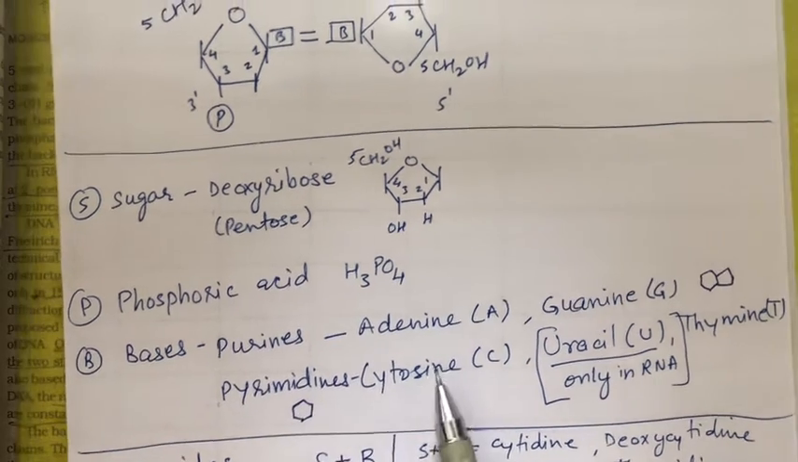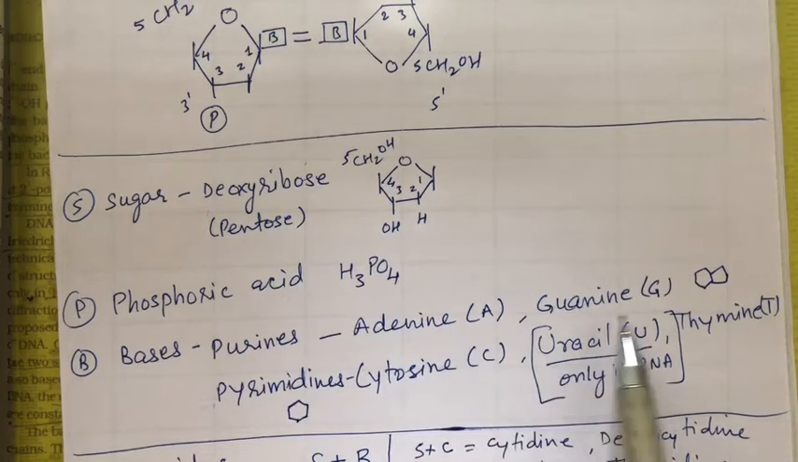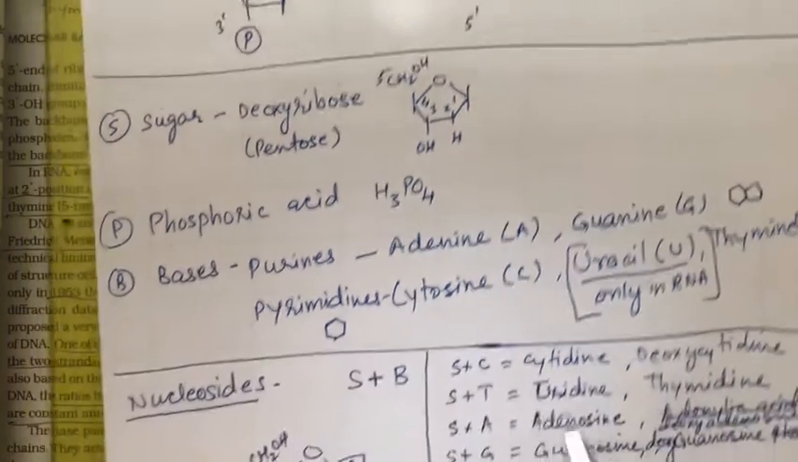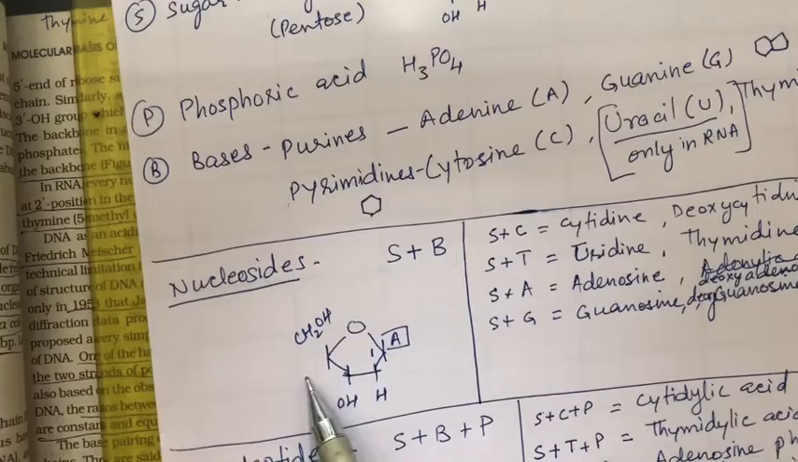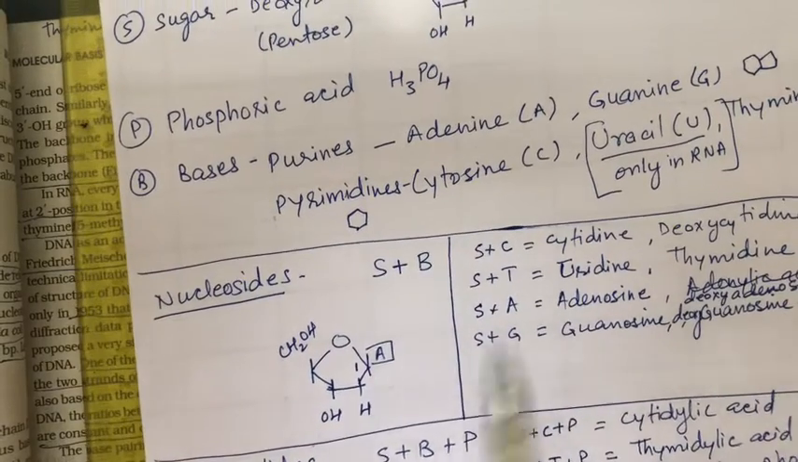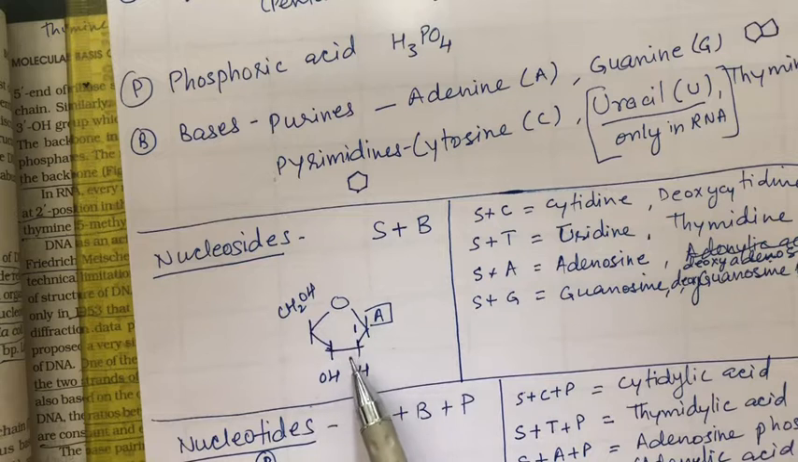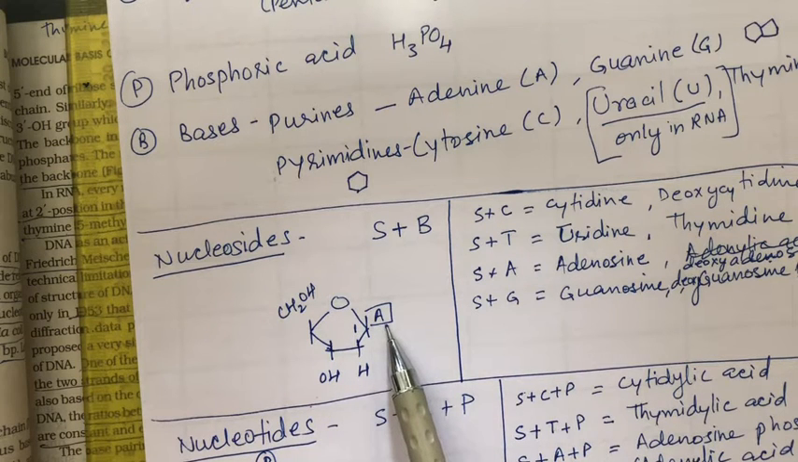So purines are again of two types, adenine and guanine. And pyrimidines are of three types, cytosine, uracil and thymine. Uracil is only found in RNA. Now when I say nucleoside form, I am basically talking about sugar and base. Sugar means the deoxyribose sugar with the base, and the base has to be at the first carbon.